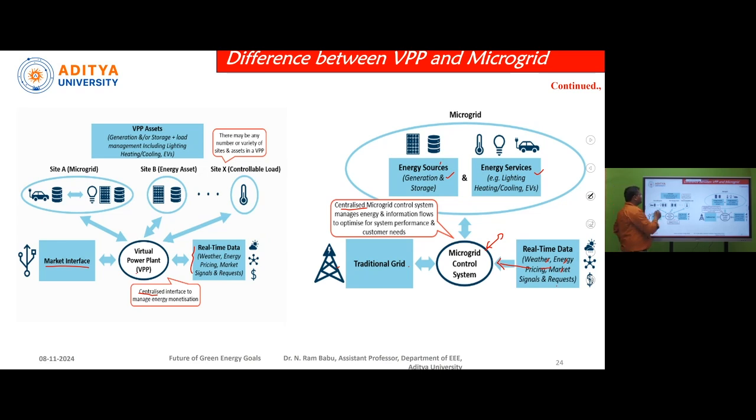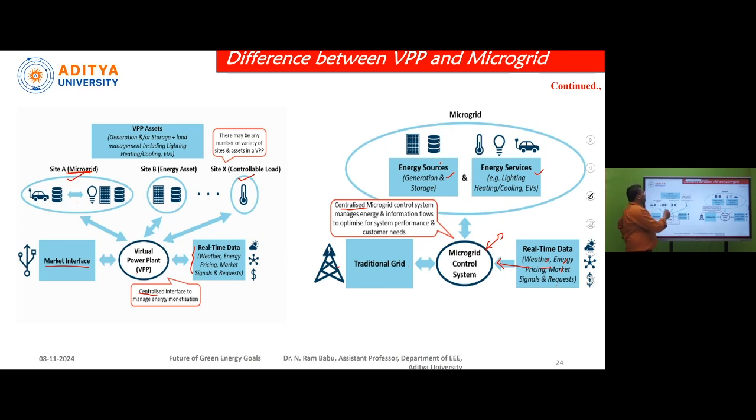If you observe this one, here a microgrid is there. Okay, this microgrid means nothing but this entire system will be coming under this virtual power plant. Previously, I told you that a microgrid is a part of a virtual power plant, but a virtual power plant is not a microgrid. That's why here microgrid site A is coming under the virtual power plant. And similarly, site B and site X. Okay, that means in virtual power plants, we are considering controllable loads also.